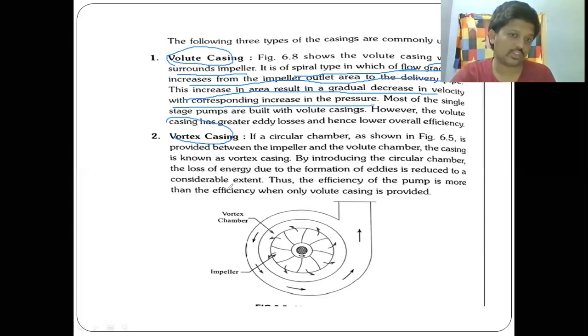But here you have losses due to eddies. We call them eddy losses, because of these changes in the area. You will have losses called eddy losses, which are also known as eddy currents.